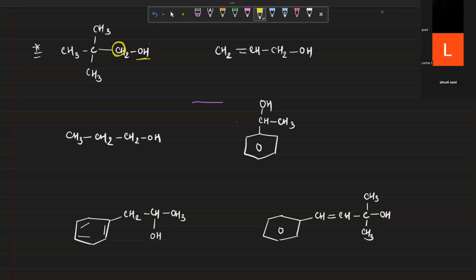So you have this bond, that's one, right? And there's no hydrogen. No, we don't need to check hydrogen. Hydrogens are excluded. We only check how many carbons are attached to this one. How many carbons are attached to this carbon? Just one.